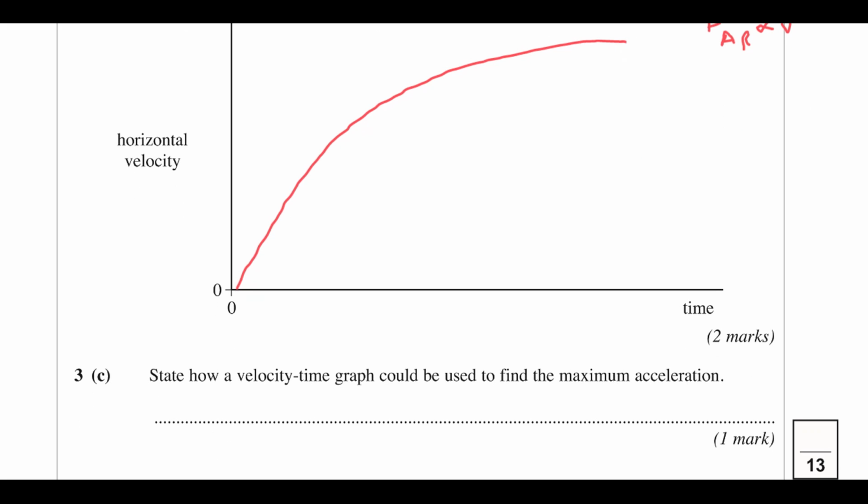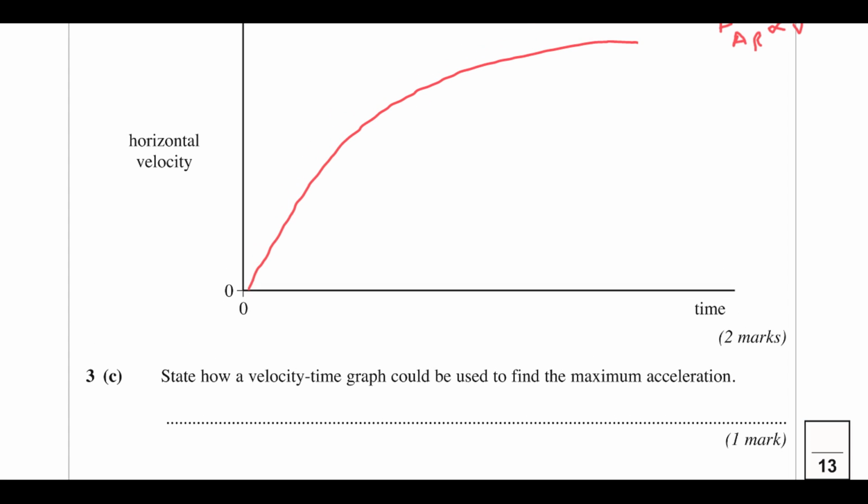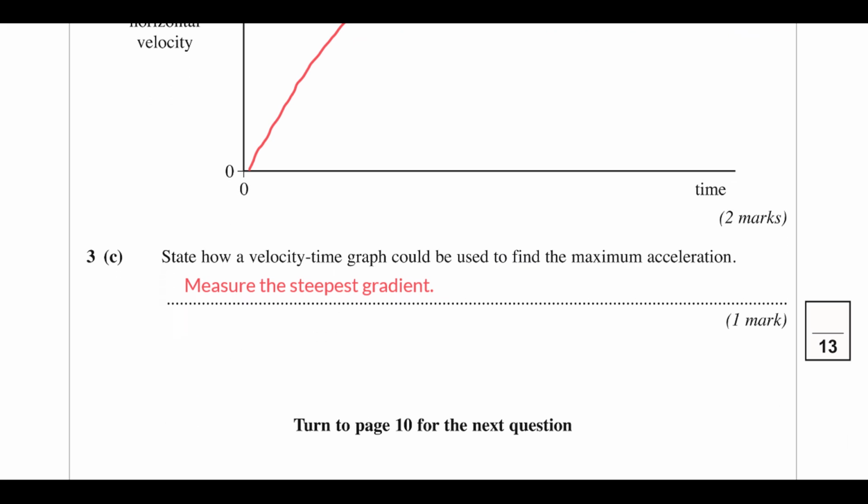Okay, so state how a velocity time graph could be used to find the maximum acceleration. Acceleration is the gradient of this graph, so if we want to find maximum acceleration, we need to measure the steepest gradient, which would be at the start. So measuring the steepest gradient would give us max acceleration.